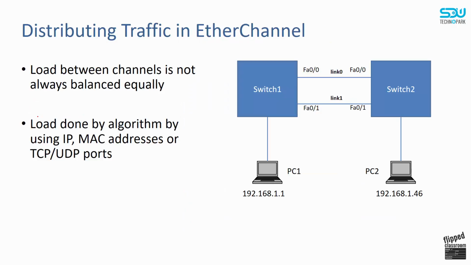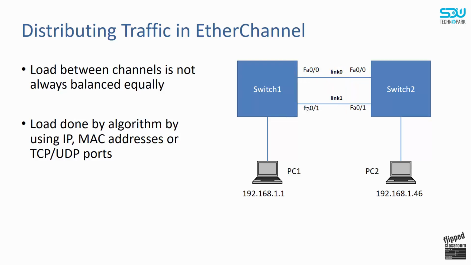How traffic is distributed in EtherChannel. From first sight you may think that, alright, I created a channel and I have a virtual channel like this, so all my traffic traveling between computers will be distributed: one packet will come here and go here, another packet will go by this link, the third packet by this link, and the fourth packet by this link. No, it is not always like this.